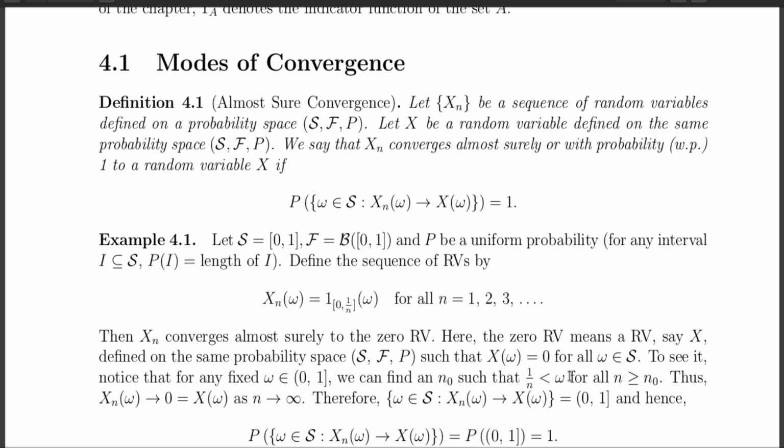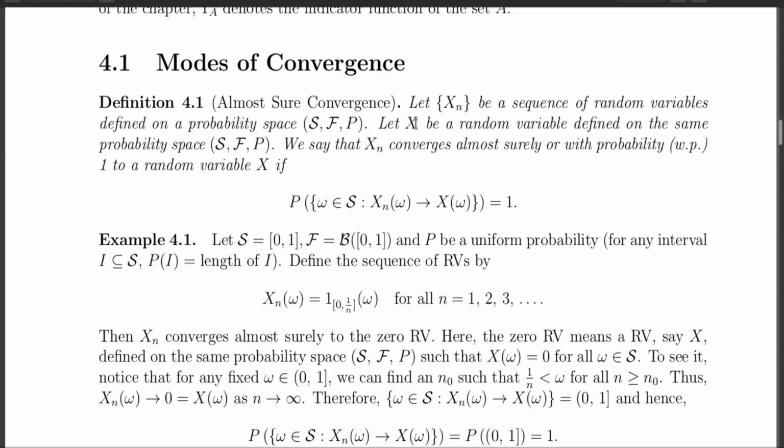The first one we start with is called almost sure convergence. So what is almost sure convergence? First, let me read this definition and then I will explain it. I have a sequence of random variables, and this sequence is defined on a probability space (S, F, P). That basically means that x1 is defined on the probability space, x2 is defined on the probability space, x3 is also defined on the same probability space, and so on and so forth. So all the random variables in this sequence are defined on the same probability space. X is another random variable which is again defined on the same probability space.